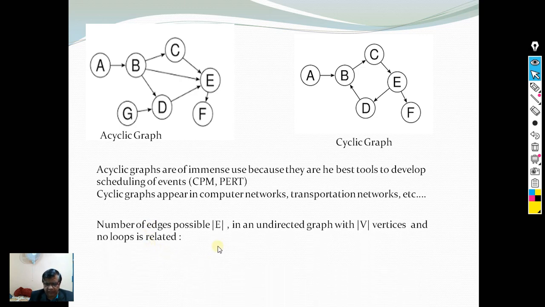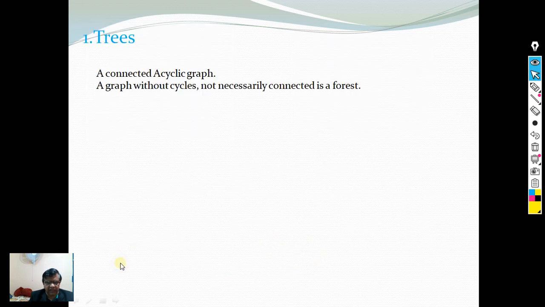The number of edges possible in an undirected graph with number of vertices given by V and no loops is related by an inequality. The number of edges in an undirected graph without any loops should be greater than or equal to 0, and lesser than or equal to this particular expression. It is very important to remember this because this will decide, for a given graph, the lower bound and the upper bound of an undirected graph which doesn't contain any loops.